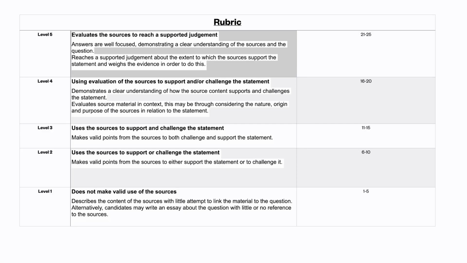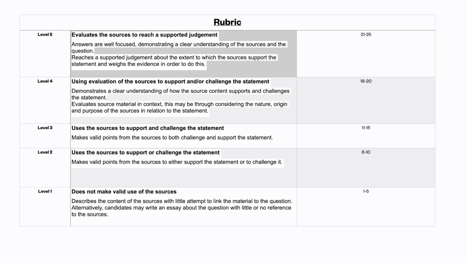All right, here's your rubric. This goes all the way up to level 5, so you can get a total of 25 points for question B. For level 5, you're using all of the sources to reach a sustained judgment. So pretty much you understand what the sources are saying, you understand the demands of the question, and that's what you focused on. Additionally, you have given your judgment throughout the entire paper and supported it throughout the paper.